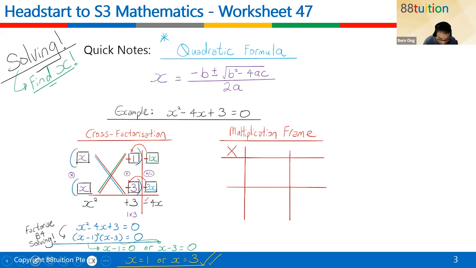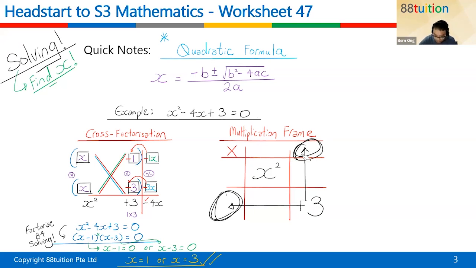So where do you put the x square? You put the x square down here. So this x square down here is actually from this box over here and this box over here. Can you see that? These two boxes give you the x square. And eventually the +3, you put it over here. So this +3, the box comes from here and it comes from here. So these two must give you the +3.